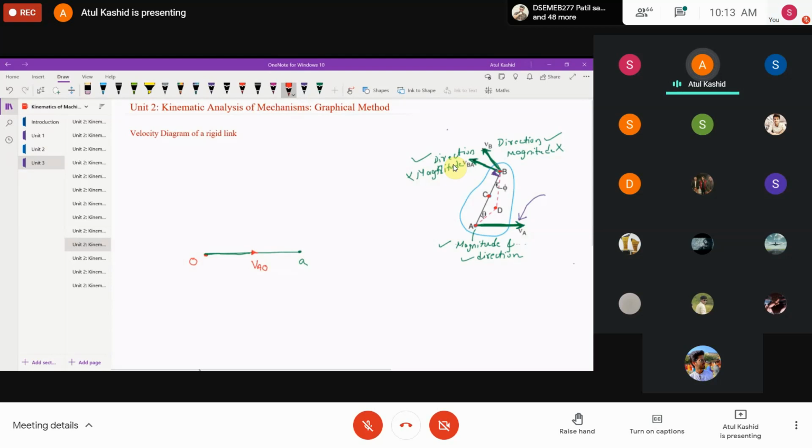If I reverse this, it will be VOA, which will be given by the AO vector, and this is given by the OA vector. That should be very clear to you because we covered it in the previous lecture. Now we have finished with the first part, the velocity of the point A. We have drawn this vector OA. As I told you in the previous lecture, for drawing a vector we should know its direction as well as the magnitude. For this vector we know both, but for the remaining vectors we don't know the magnitude. So how do we find it now?